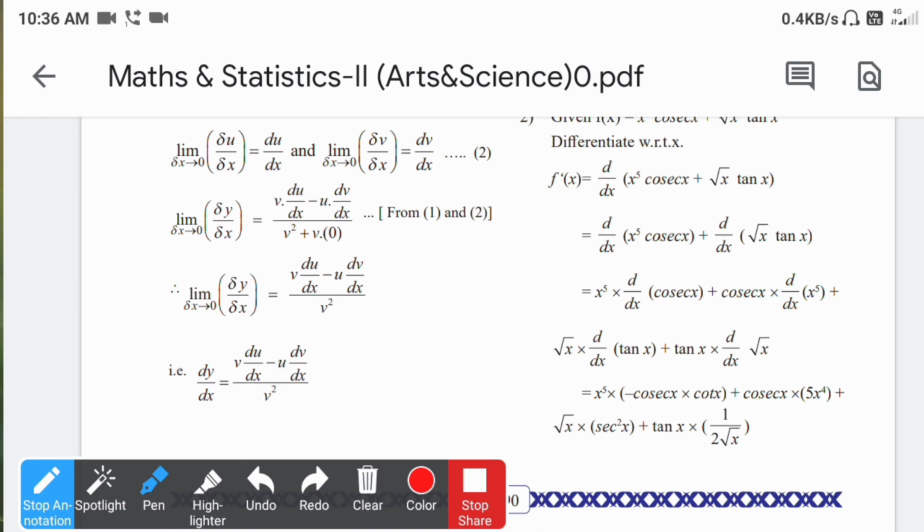Okay, so here we need to use the UV rule of multiplication. So what is that UV rule? We have applied it here.